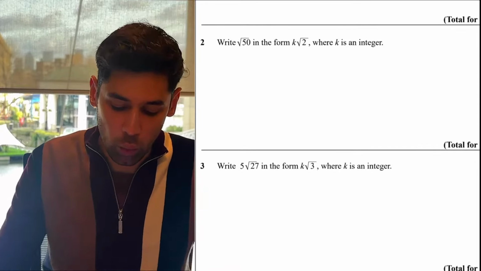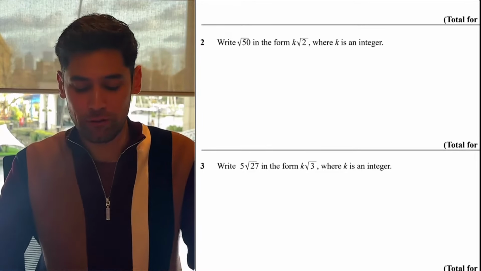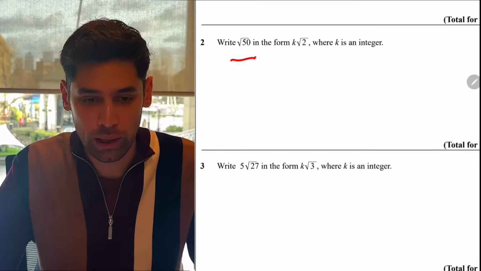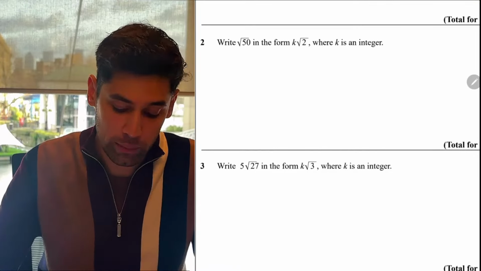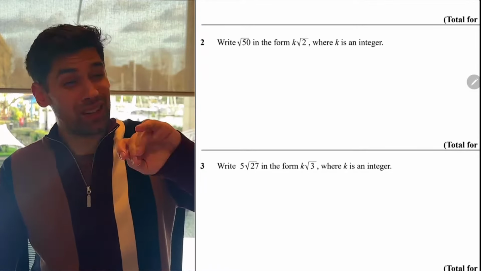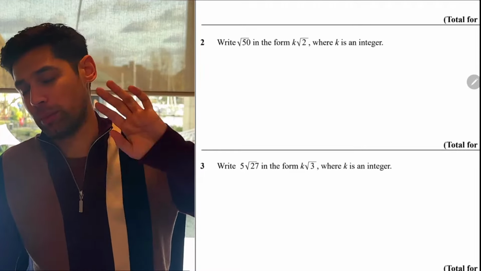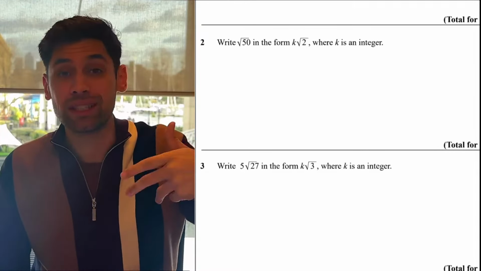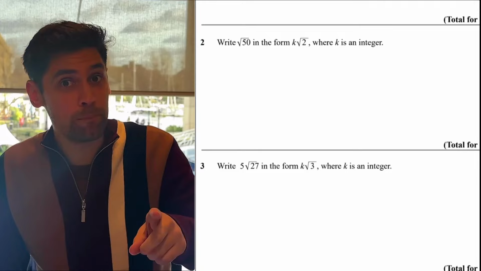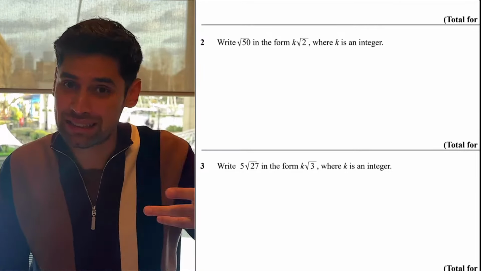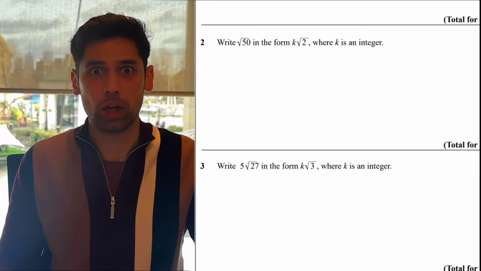So what do you think? What is the biggest square number that goes into 50? Because it's saying write 50 in the form k root 2. So the biggest square number that goes into 50, obviously we're going to ignore 1 for the purposes of this topic. So 4, no, 9, no, 16, no, 25, yes, 25 goes in. Let's see if there's a bigger one. The next one is 36, that ain't going to go in. 49, that certainly isn't going to go in.